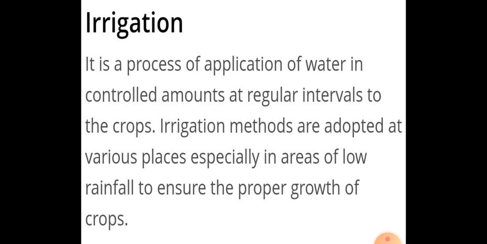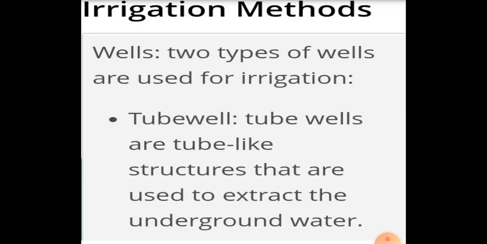Now, irrigation methods are adopted at various places, especially in areas of low rainfall, to ensure the proper growth of crops. So irrigation, that is simply the watering of plants, is achieved by different methods, because as we all know, the amount of rainfall varies from place to place. So sometimes it is not up to the amount required for a crop to grow. So in that case, different methods are adopted.